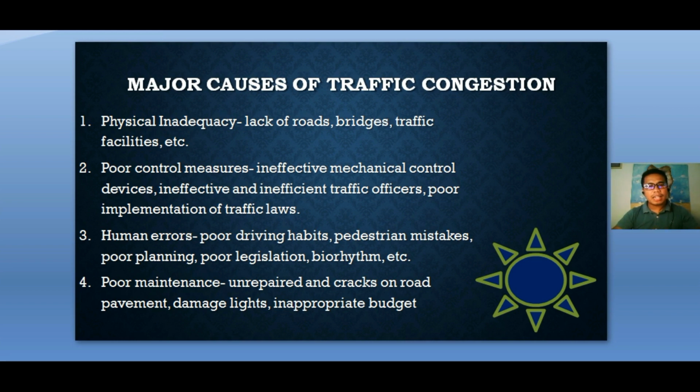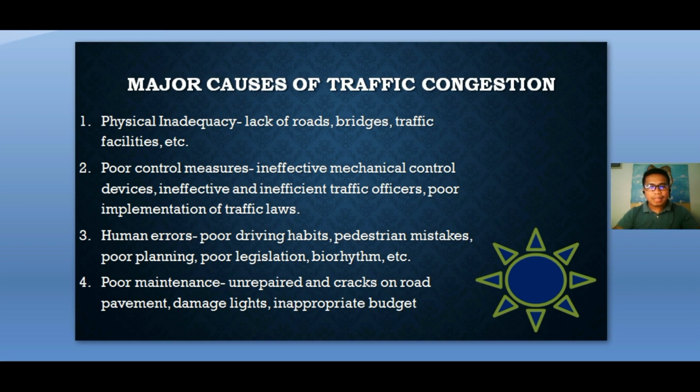Aside from physical inadequacy and poor control measures, we also have human errors. Poor driving habits, pedestrian mistakes, poor planning, poor legislation, biorhythm. Biorhythm is included because, when we say biorhythm, it is determining the physical low or the physical high of a person. So if the person is physically low, there's a big possibility that that physical situation of the person could be something that could hinder his wise judgment. But if he is physically high, like emotionally or intellectually high, he can more easily make judgments while driving. There are also individuals who have poor driving habits. No license, lack of seminar, no road courtesy in driving. These could contribute to traffic congestion.